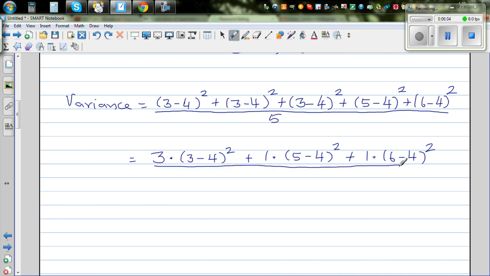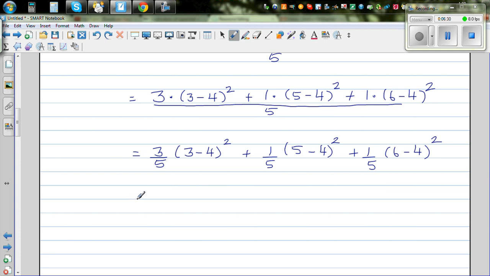Okay, now I'm going to distribute this phi to each of this group. So can I say that is the same as 3/5 times (3 minus 4) squared plus 1/5 times (5 minus 4) squared plus 1/5 times (6 minus 4) squared. Okay, now what does that mean?